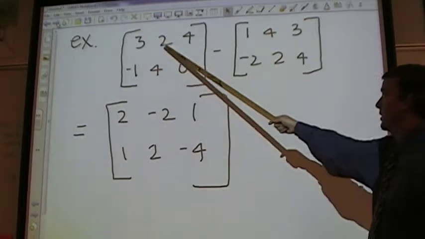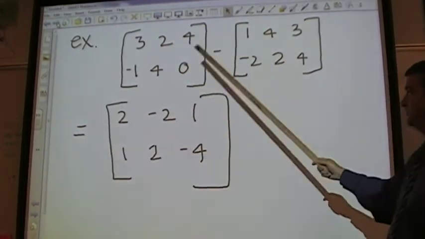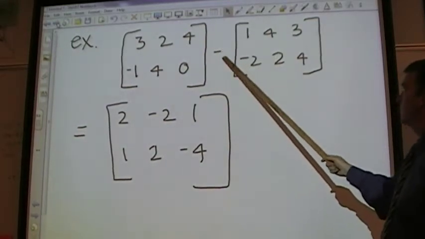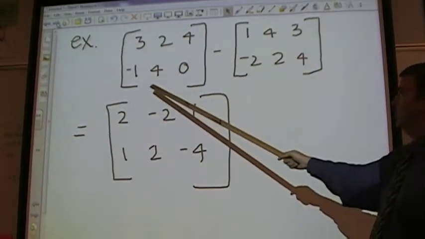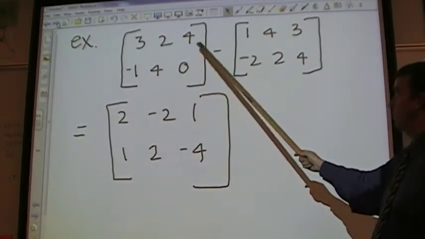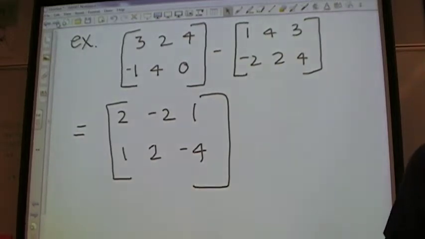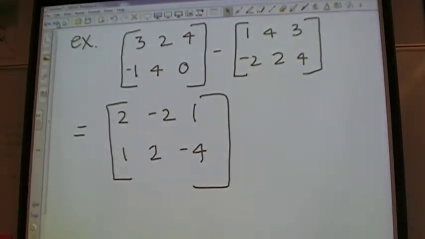So what is 3 minus 1? 2. 2 minus 4? Negative 2. 4 minus 3? 1. Negative 1 minus a negative 2? 1. 4 minus 2? 2. And 0 minus 4? Negative 4. Question? What's the point?